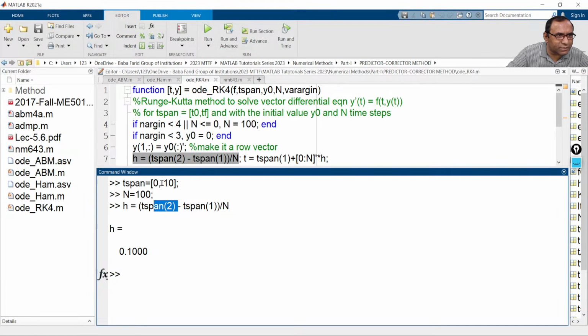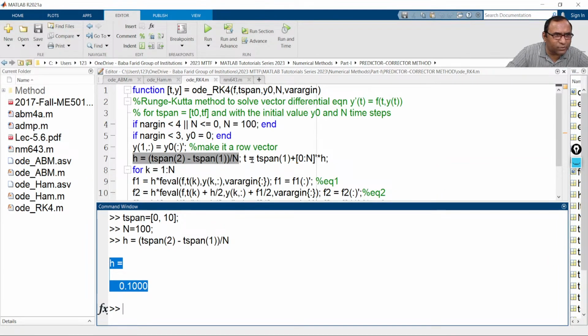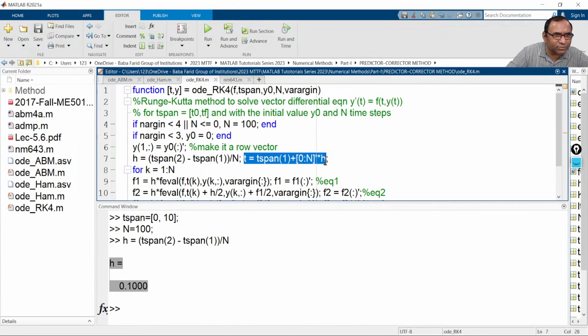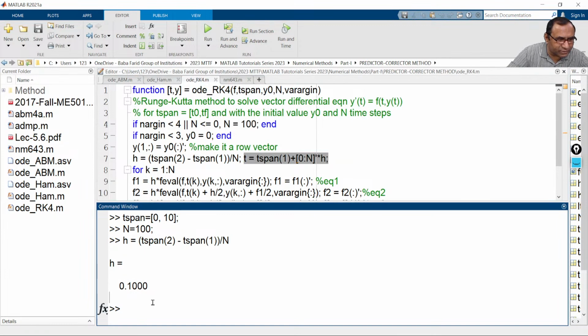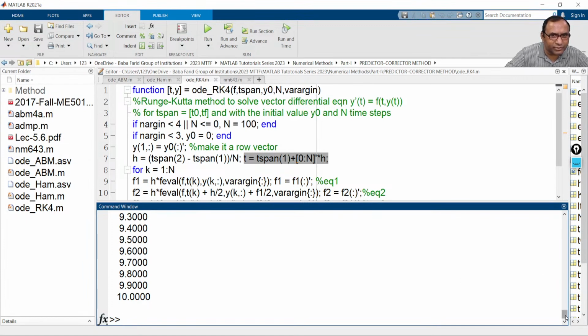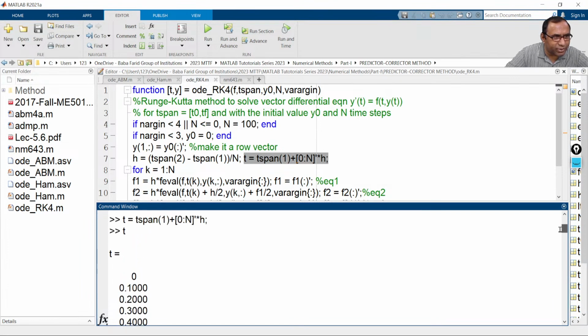T span 2 means 10, this value, and t span 1 means this value. And n is the number of steps which are required. This will give the value of h. So in this way you can verify these values, and this will generate the time vector. And t is equal to these values. This is the time vector.